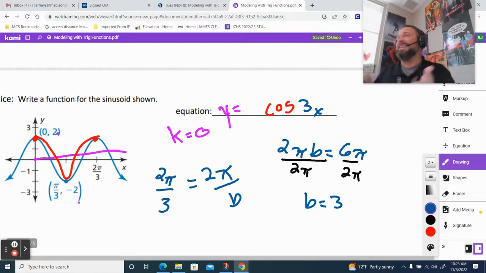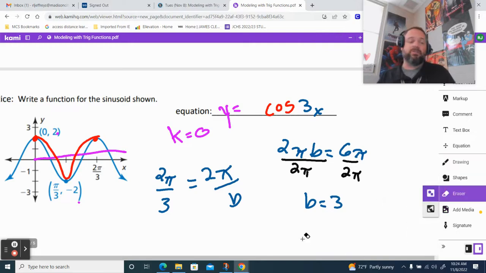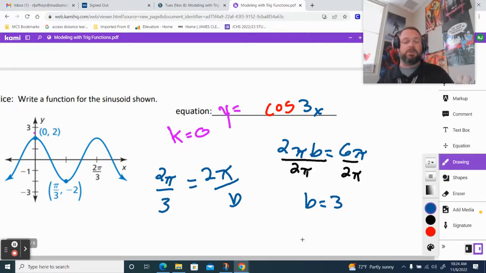The last thing I need is my a value. Now, you could use the formula, or you can use something that is a superpower for some. It's called common sense. Remember, common sense is like deodorant. People that need it don't use it. Now, if this is our midline, what's the distance from here to the maximum? What's the distance from here to the minimum? 2. So guess what? My A is 2. And I'm done.